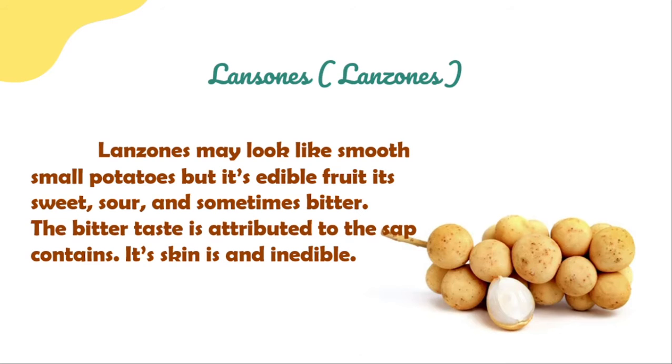This one, lanzones or lansones. So lanzones may look like smooth, small potatoes, but it's an edible fruit. It's sweet, sour, and sometimes bitter. The bitter taste is attributed to the sap contained in its skin, which is inedible. Okay. So kini ang skin sa lansones, di gyud na siya makaon, kay pait gyud na siya. So kini gyud ang atong kaunon, kining unod niya.